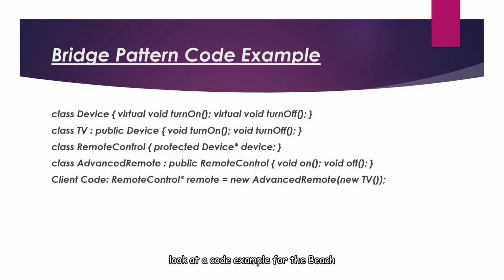Let's look at a code example for the bridge pattern. In this case, we have a device interface that defines methods like turn on and turn off. The remote control class uses a reference to a device and can turn it on or off. The beauty of the bridge pattern is that you can add new devices like a fan or radio without changing the remote control class. You can simply implement the device interface in new concrete classes. This separation ensures that changes to device behavior won't affect the remote control, and changes to remote control functionality won't require modifying individual classes.